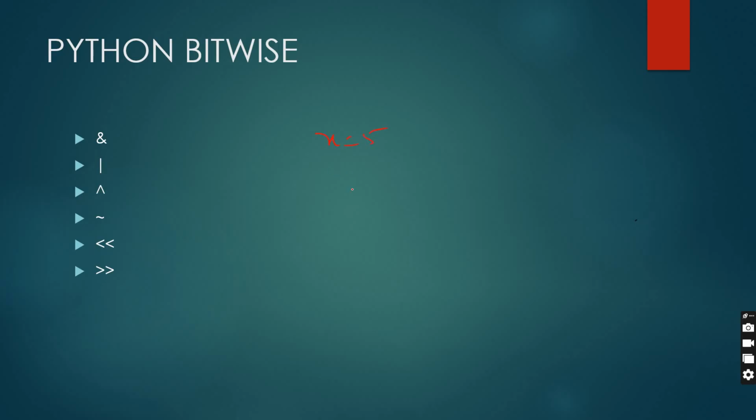Suppose I take x is equal to 5, y is equal to 4. So we want to convert it into binary. So this will be the 5 here, and this 4 will be this thing. If you want to perform the logical OR operation, so what is the logical OR operation here? 1 or 0 is 1, 0 or 1 is 1. So this will be a 5 here.